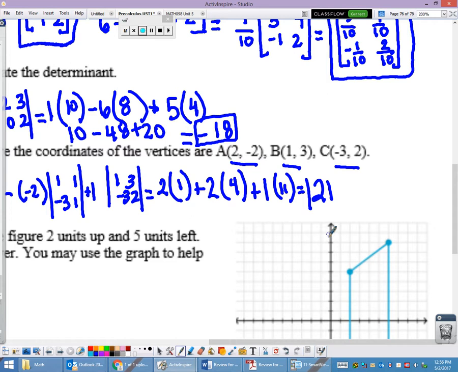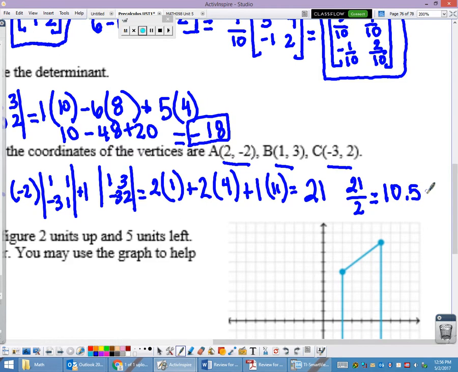Okay, now once I get that 21, I need to find the area of that. Oops, I didn't mean to put that one there. So now I'm going to take 21 and I'm going to divide it by 2, and that's going to give me an area of 10.5, and that's going to be in units squared. So there is my area of the triangle. So once I find the determinant, I then need to divide by 2, and that will give me the area.